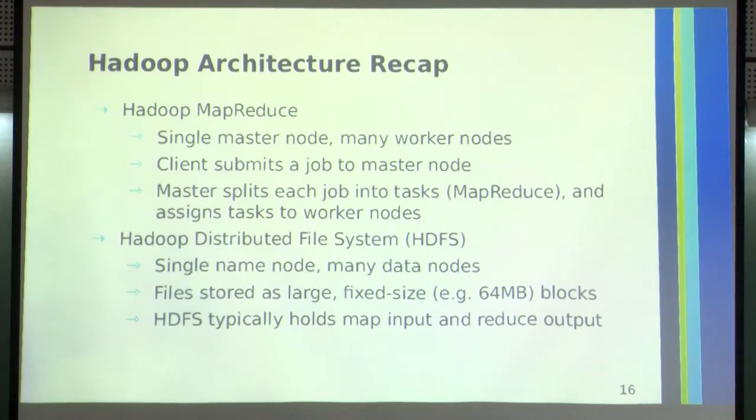Just like we talked about the name node and the data node, MapReduce has a master node. It's got a lot of workers. It splits the jobs up into tasks, and it will assign them out to the workers. It just sends them out, just as you had a data node. There's a task node there that can receive the code and run it.